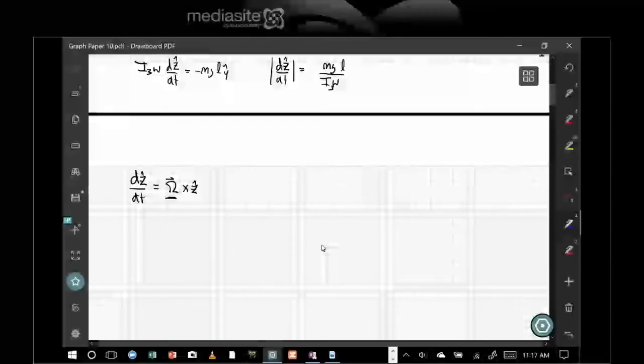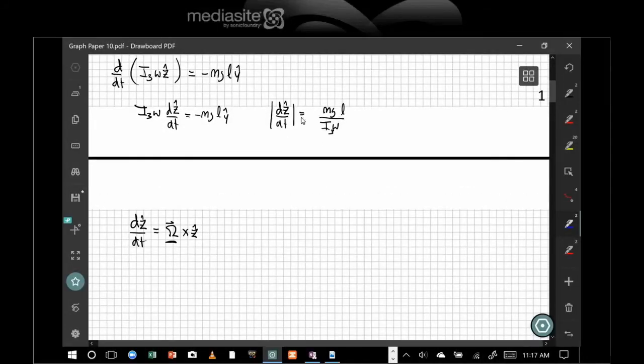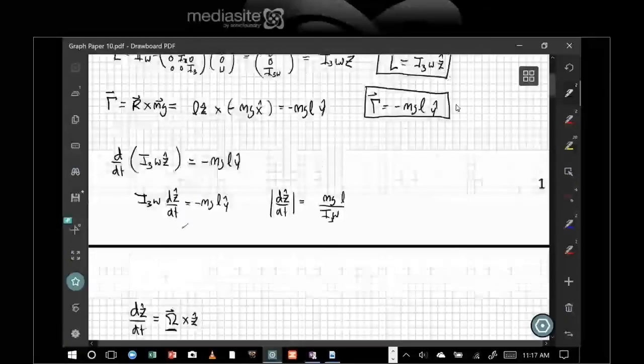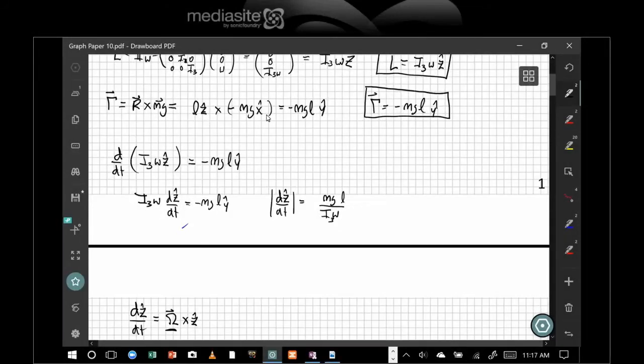Okay, how am I going to do that? Well, basically, I'm going to rewrite this thing here in this form here. So going back to what I had before, basically this equation here, I can write I3 omega, and then I have dz hat dt, and that's going to be equal to, and then actually what I'm going to do is instead of writing, I'm going to use this term here.